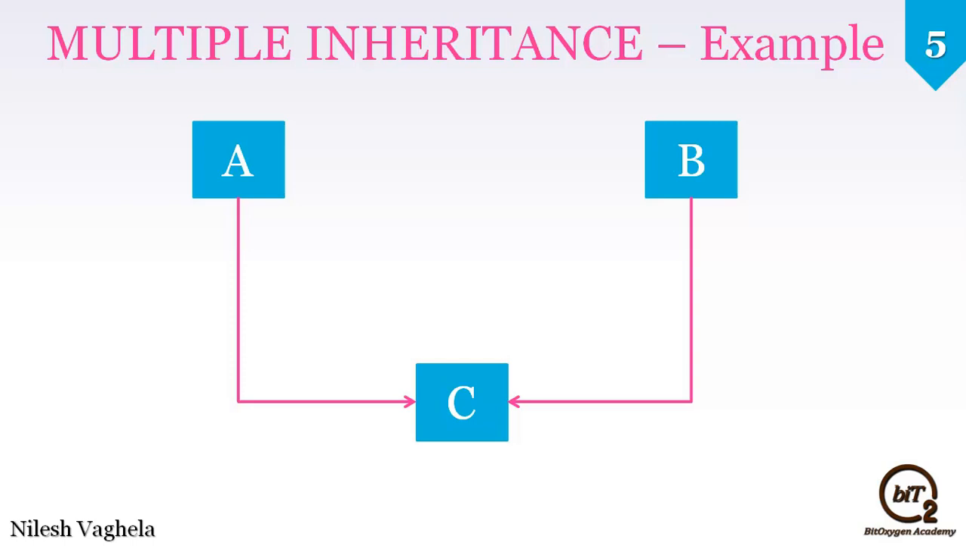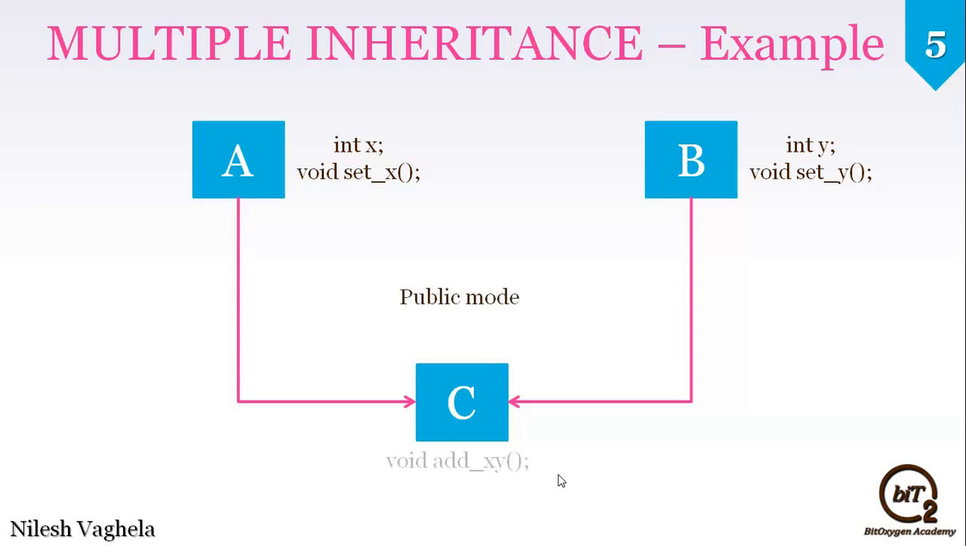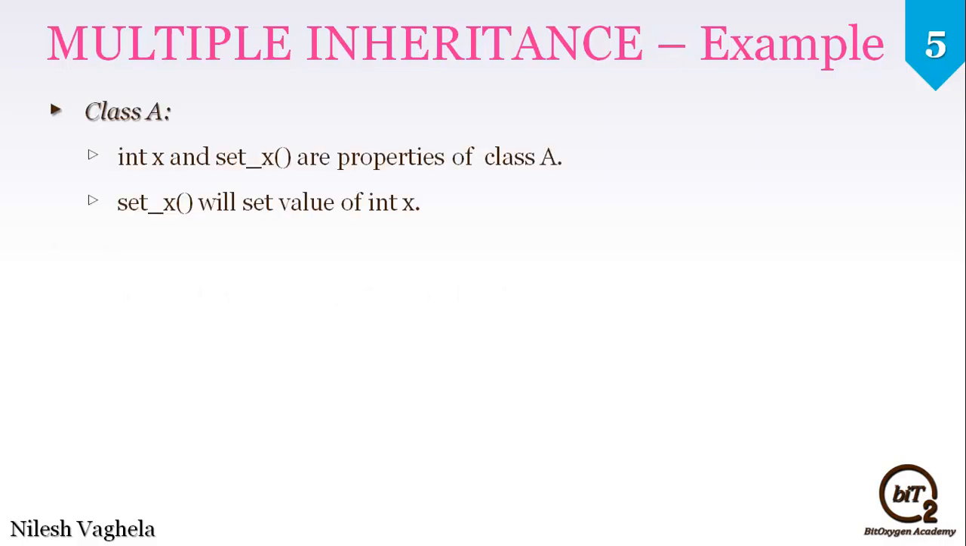So here I have made two base classes, class A and class B, which are derived into class C. The properties of class A are integer x and set_x. Similarly, the properties of class B are integer y and set_y. What we are trying to achieve here is to borrow the properties from class A and class B and perform their addition in class C by the function add_xy, and public inheritance is given. So A and B both are publicly inherited. The same has been represented over here.